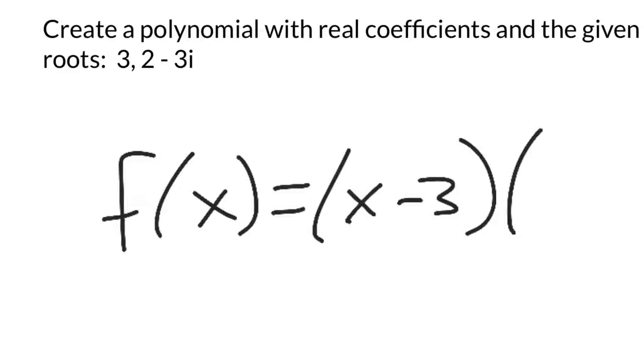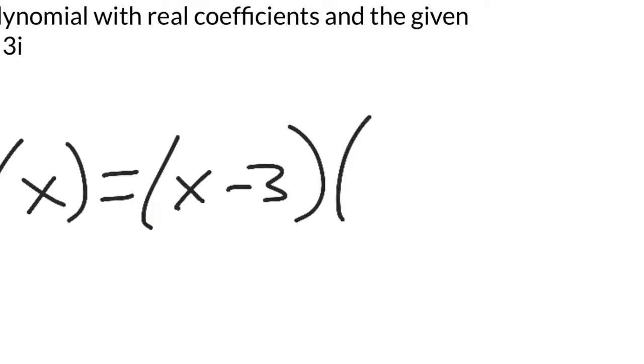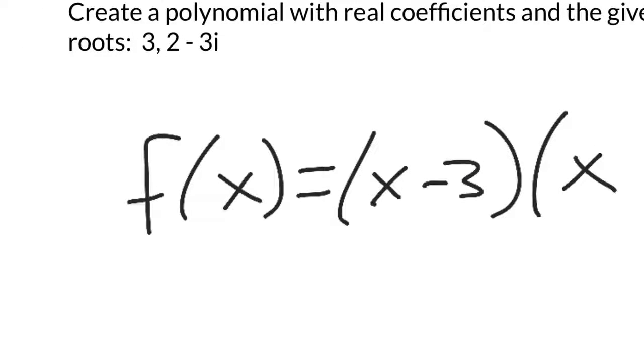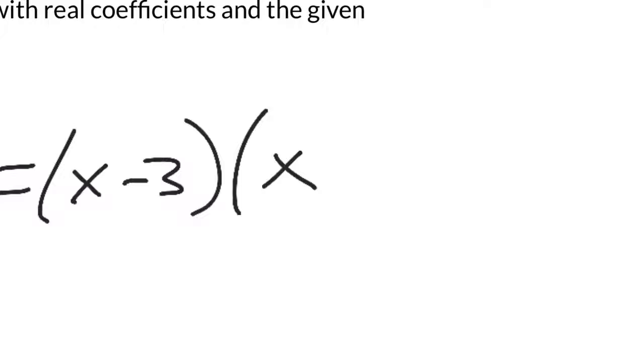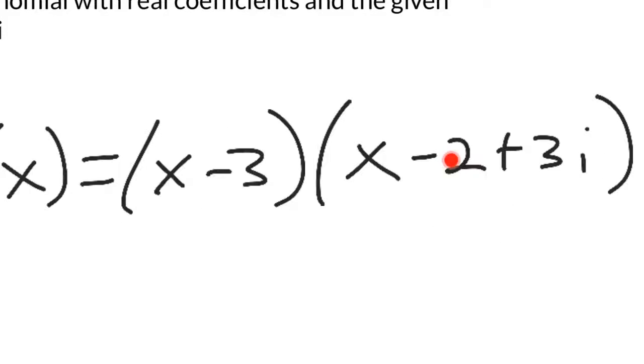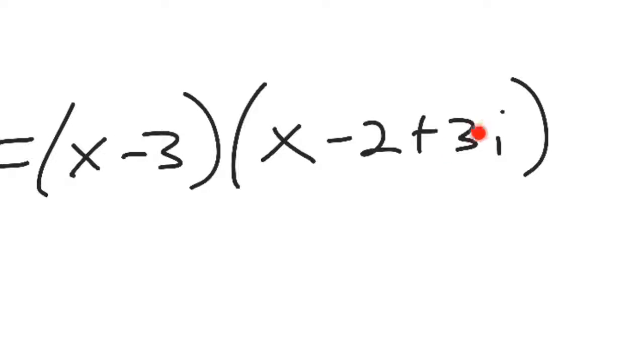So for the second root, I'm going to do something similar. I'm going to do x, that way I have a place to plug it in. And if I'm plugging in a 2 minus 3i, I'm going to say minus 2 plus 3i. That way, when you plug in a positive 2, it gets canceled out with my negative 2. When you plug in that negative 3i, it gets canceled out with my positive 3i. So this parentheses makes that a root.